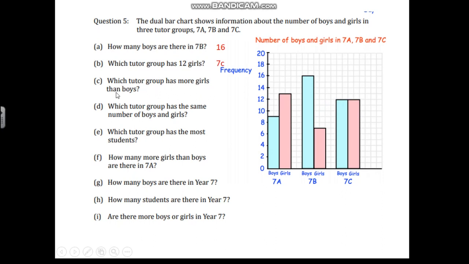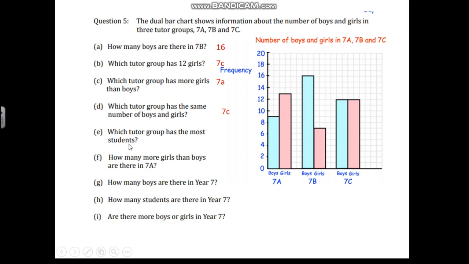Which tutor group has more girls than boys? So I want a higher pink one. Well, that's this one here, so that's 7A. Which tutor group has the same number of boys and girls? So I need the 2 bars to be the same, which is obviously this one here, and that's 7C.